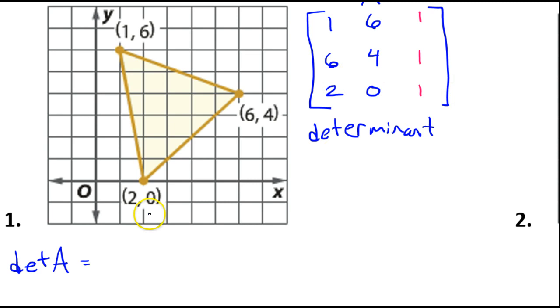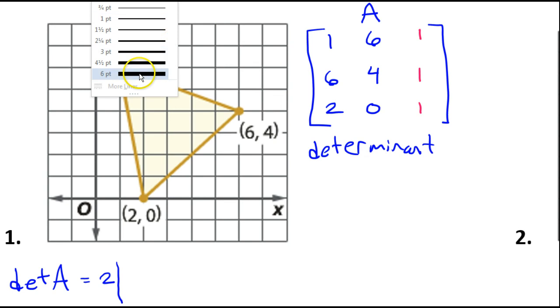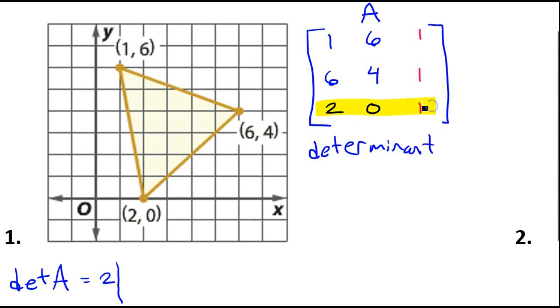And using the bottom row, that's going to be 2 times, that's called a cofactor. And then now comes the minor. The minor is going to be what I get if I were to cross out the row and column of this cofactor 2. If I cross out this row and this column, that leaves me with this minor determinant. That is 6, 1, 4, 1. That's the minor.